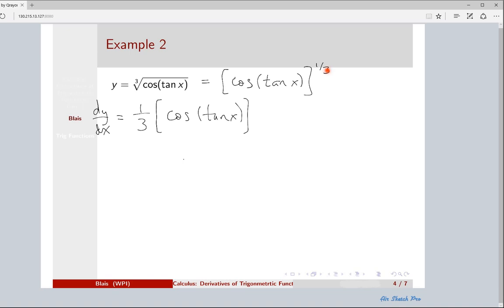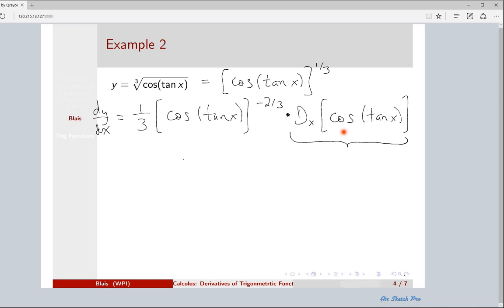Now reduce the power of the exponent by 1, so 1/3 minus 3/3 is negative 2/3, times, and let's just black box it for the moment, the derivative with respect to x of what's inside. This term we can focus on separately.